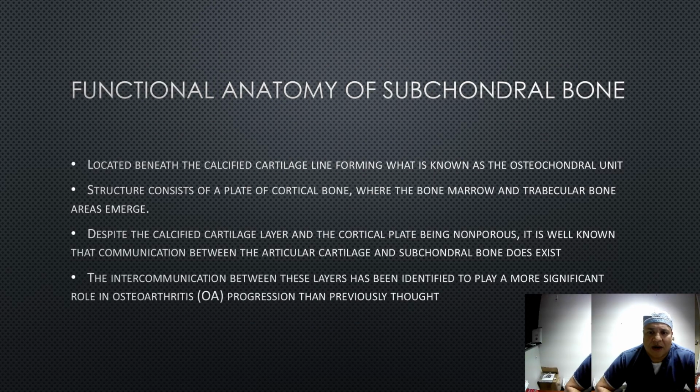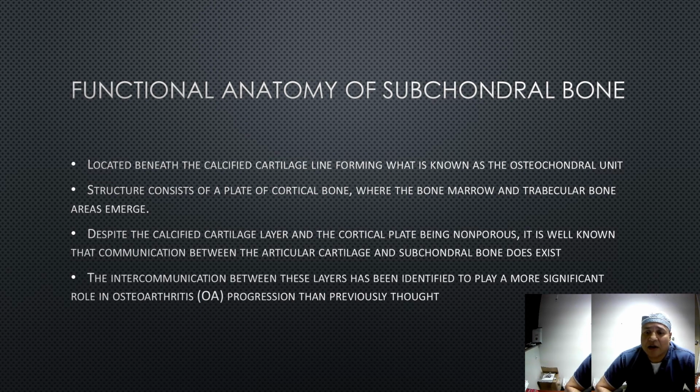In order to treat arthropathic pain syndromes, one must first understand the functional anatomy of subchondral bone. Located beneath the calcified cartilage line forming what is known as the osteochondral unit, subchondral bone consists of cortical bone where the bone marrow and trabecular bone areas emerge.